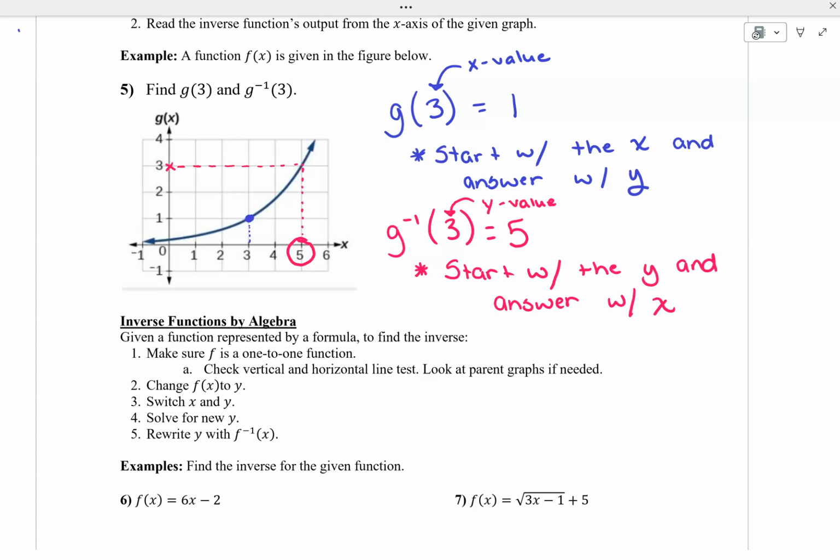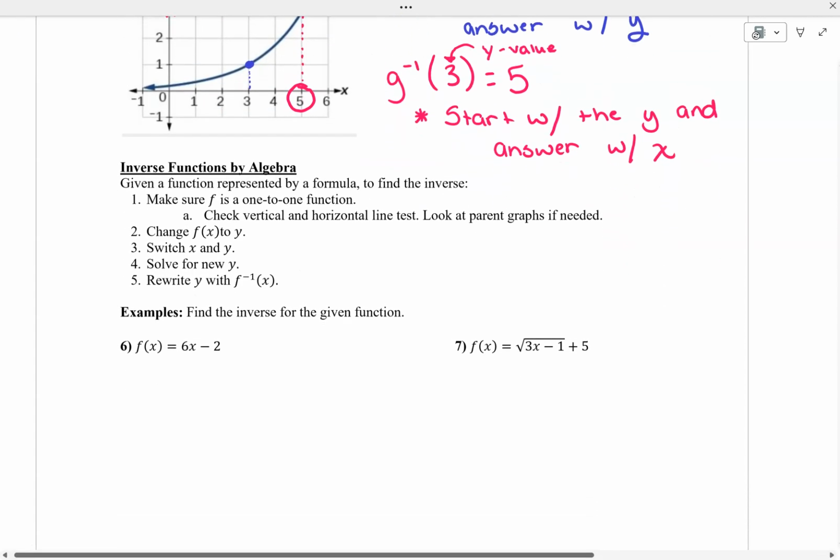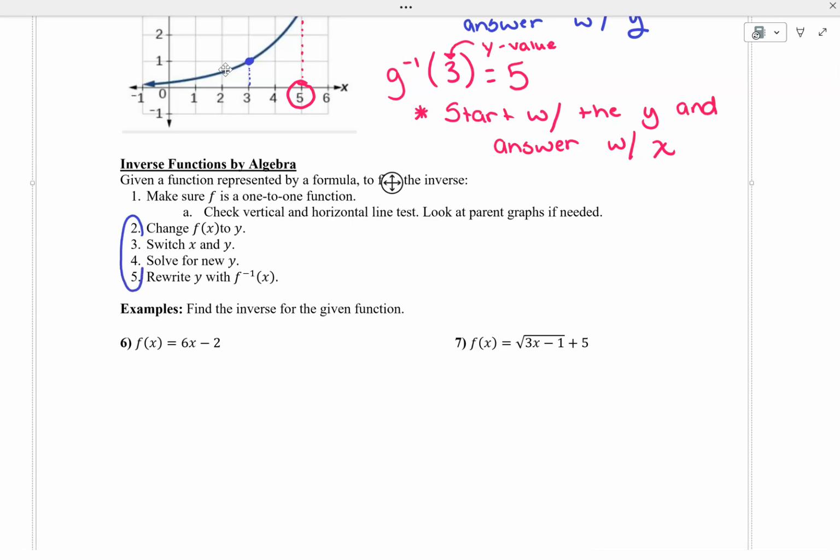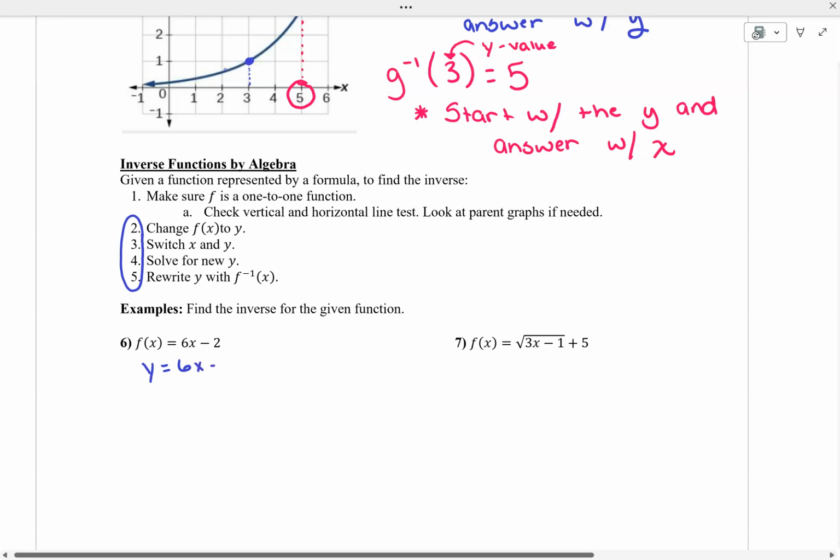So here we go. So number 6, that is a linear function, so therefore it would pass the vertical and horizontal line test. So here are the steps for you. 1, change f of x to y, okay? Because basically we're going to be looking at these on repeat. So y equals 6x minus 2. Switch x and y. X equals 6y minus 2. Solve for the new y. So that means I have to add 2 to both sides.